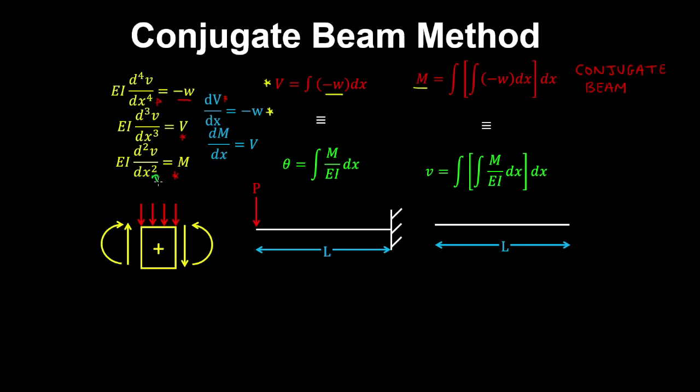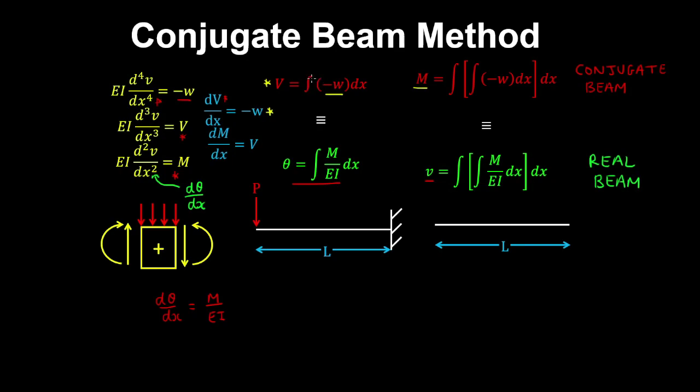Now if we write the curvature as the first derivative of the rotation with respect to x, then that gives dθ/dx is M on EI, and then separating the variables and integrating this expression gives an equation for theta as the integral of the curvature with respect to x, and integrating the rotation gives the deflection. So these are our equations for the real beam.